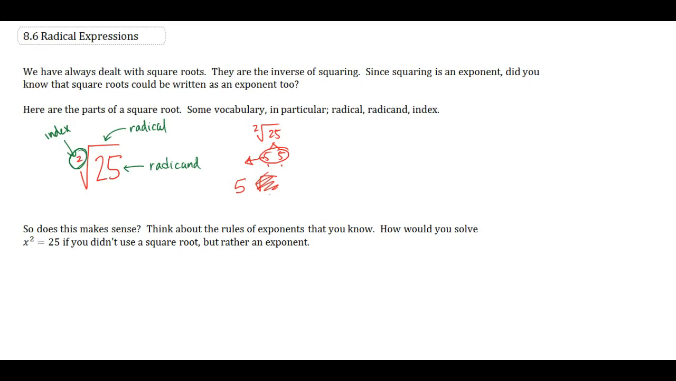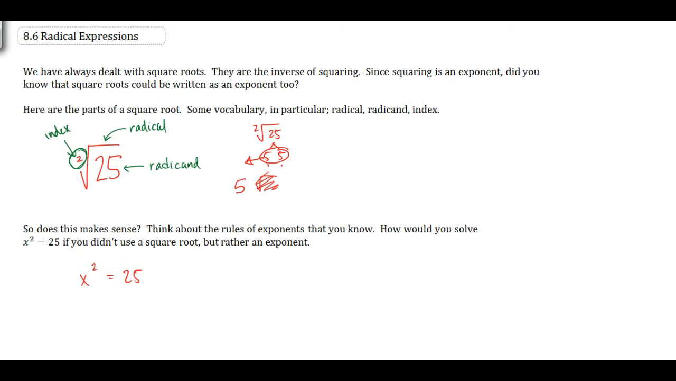Now, the interesting thing is, you don't always have to use a radical symbol. Radicals are cool, but they take a long time to draw, and they're sometimes kind of annoying. I would rather write them as an exponent. So how do I write it as an exponent? Back to that 25. If you had x squared equals 25, you would square root both sides, put a plus or minus in, and you'd get plus or minus 5.